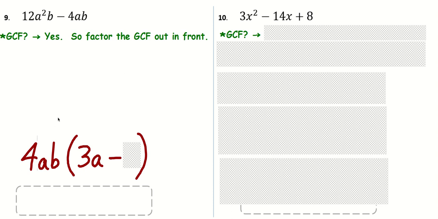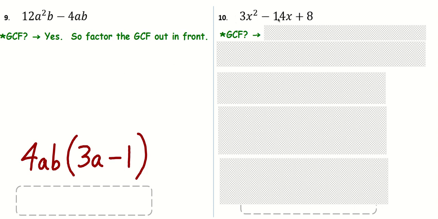And then when we divide 4ab away from this term, what's left over? Remember, we're dividing it out. Just one. Just one.